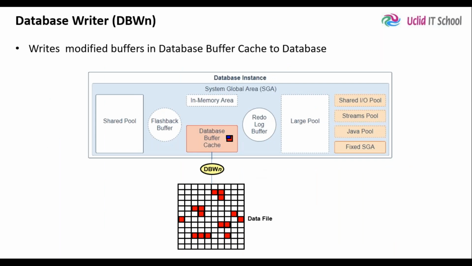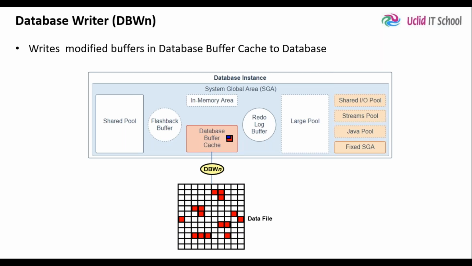So let us start with understanding some of the very important background processes. The first one is the database writer. As the name indicates, it writes to the database. It doesn't read from the database. Who reads from the database? The server process.